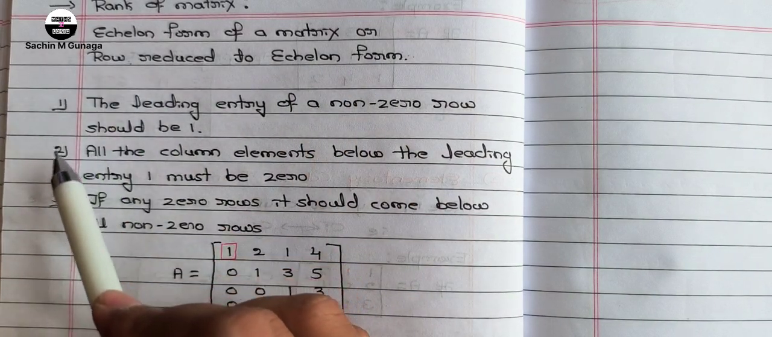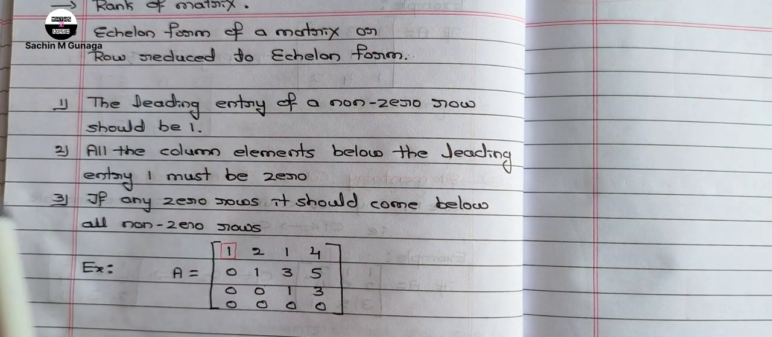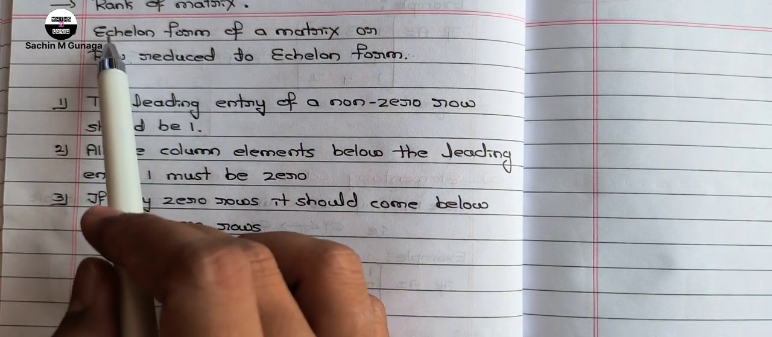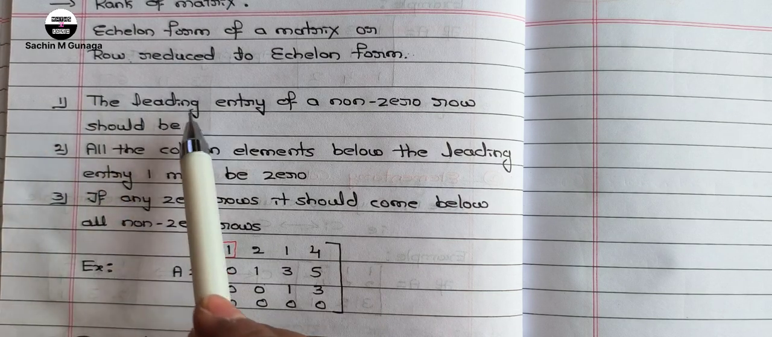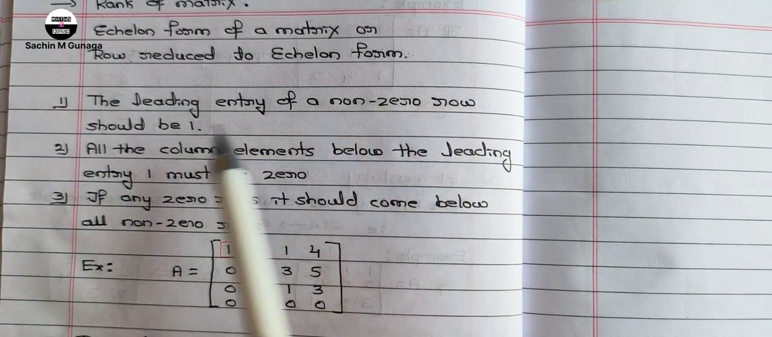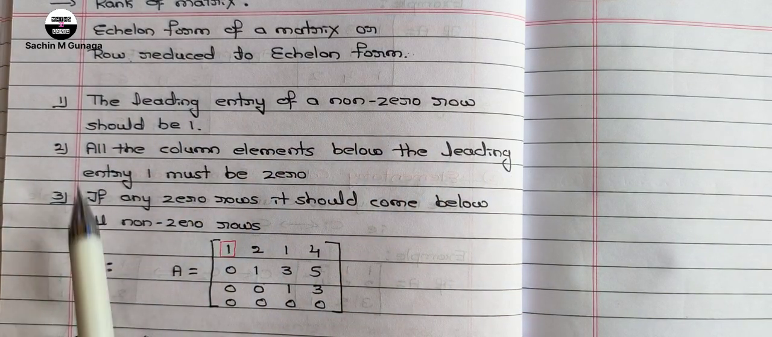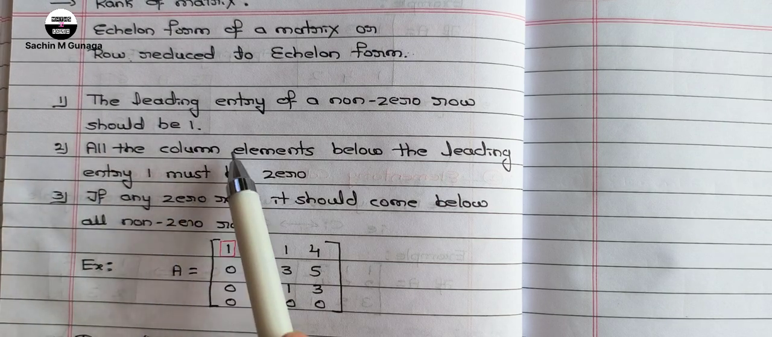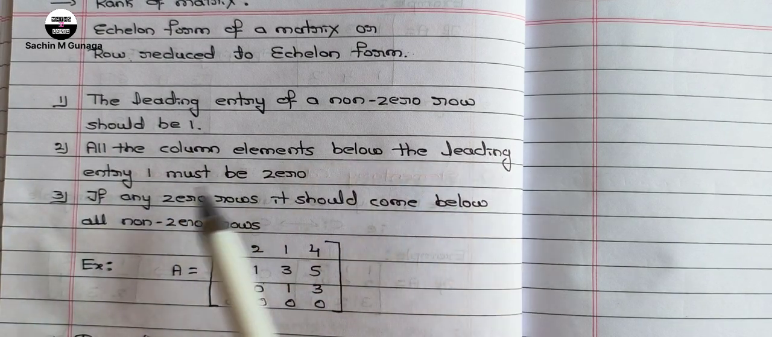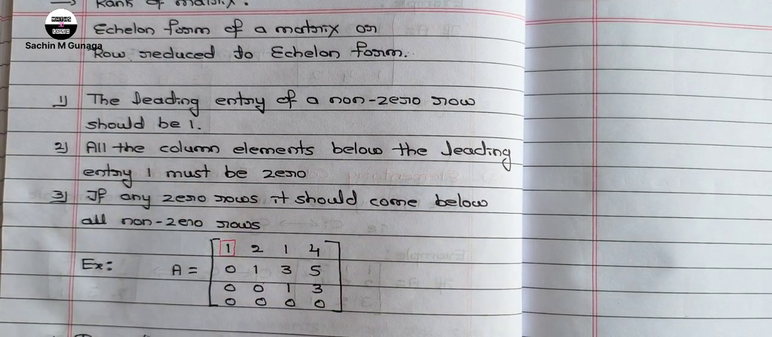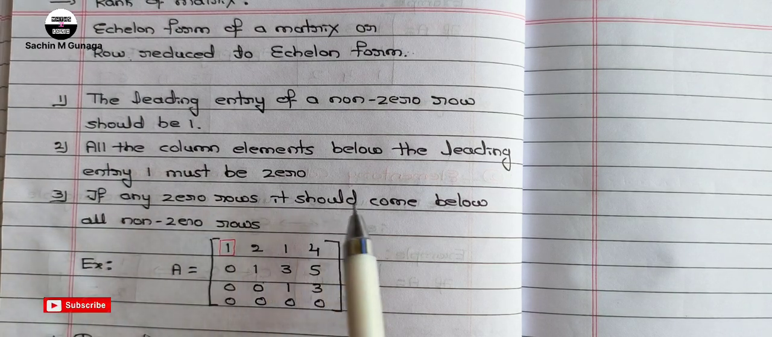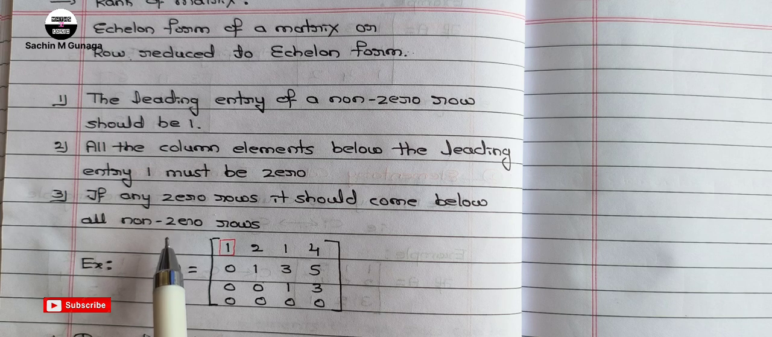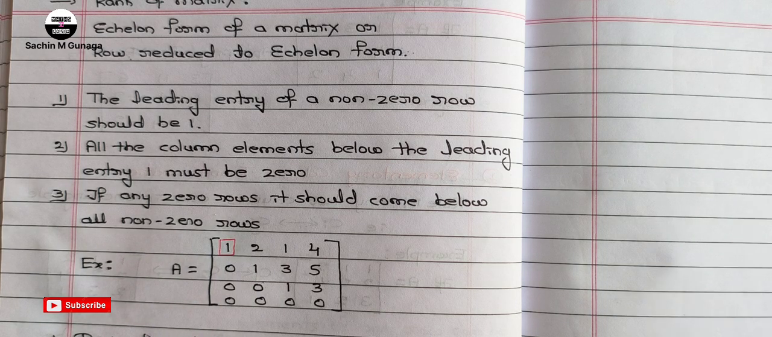So here we need to remember some points if you want to reduce the given matrix into echelon form. What is the first point? The leading entry of a non-zero row should be 1. Second point, all the column elements below the leading entry 1 must be 0. Third point, if there are any 0 rows, they should come below all non-zero rows.